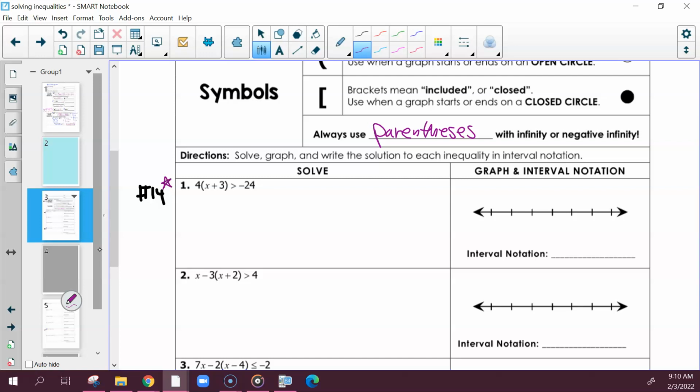So for number 1, how would we start solving this? We could multiply. We could also divide. So I could divide both of these by 4 because 24 is divisible by 4. Either way, you would get the same answer. But let's distribute.